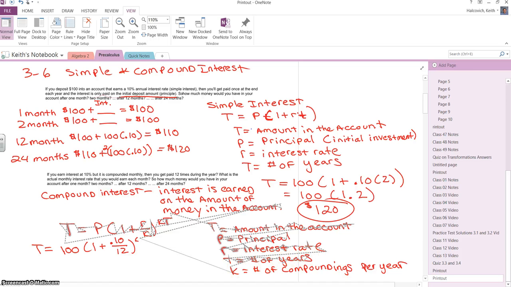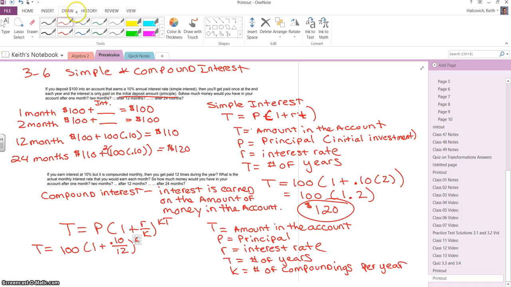Sorry about that, I had a little technical difficulties. Raised to the 12 times 2 for the number of years. So you substitute that in your calculator as it is, and you would get $110.47. That's how much it would be if it was compounded monthly.